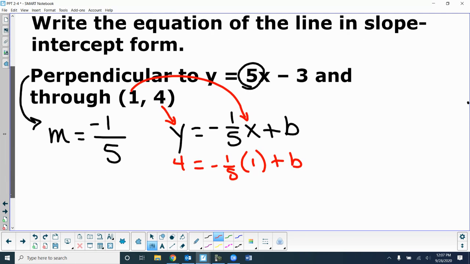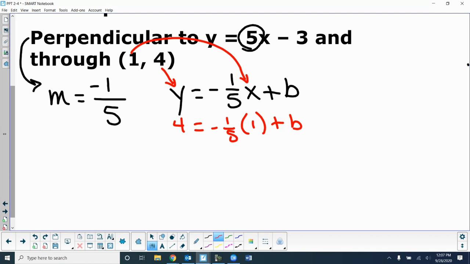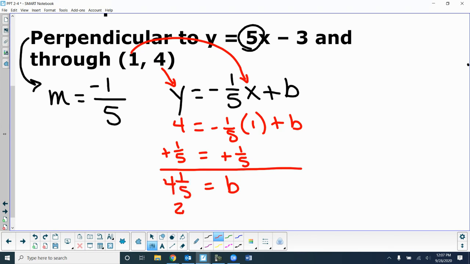Well, what's negative 1/5 times 1? Negative 1/5. So I'm going to add 1/5 to move it to the other side to get B alone. That's 4 1/5, right? Which is 21/5. Okay, normally when they show us the answers, they put it in this type of a fraction instead of that type. Okay, so the answer to this is y equals negative 1/5 x plus 21/5.